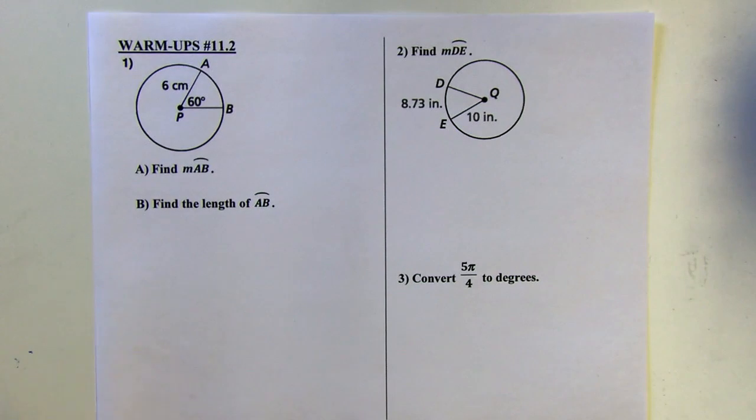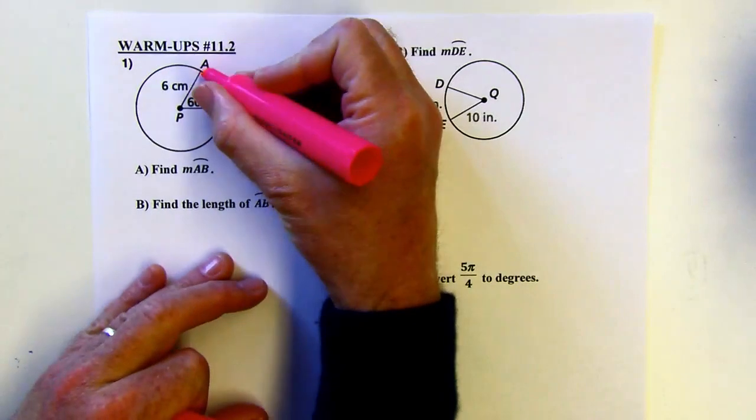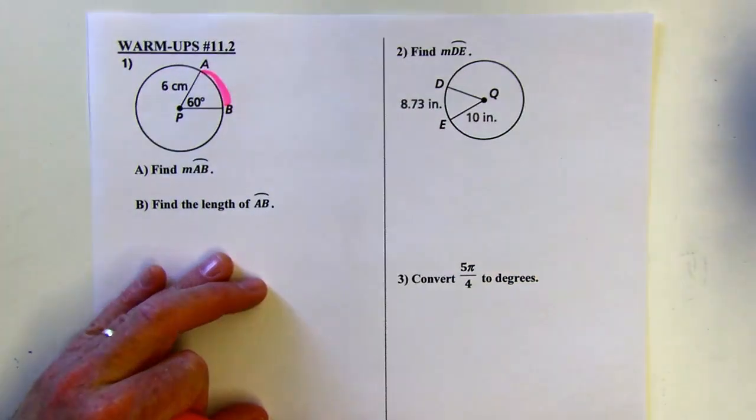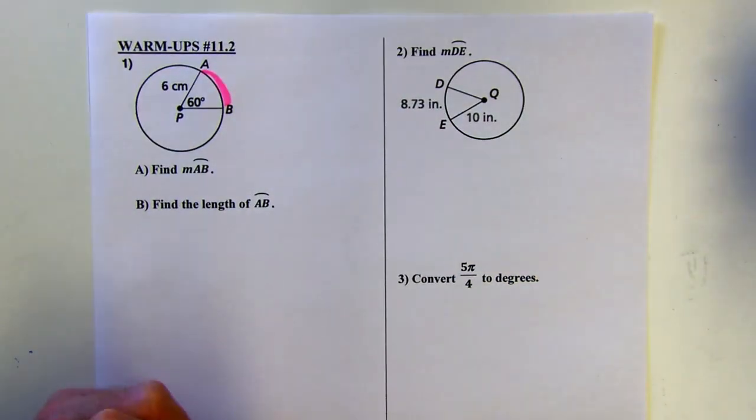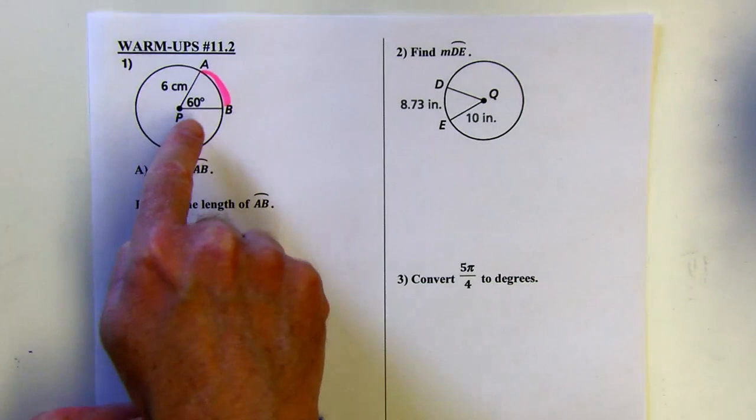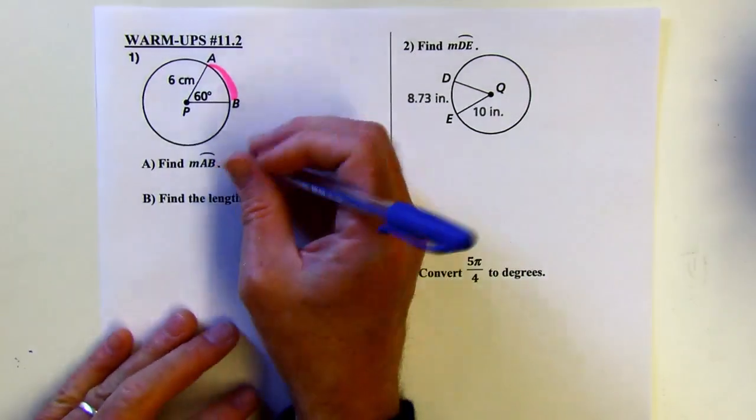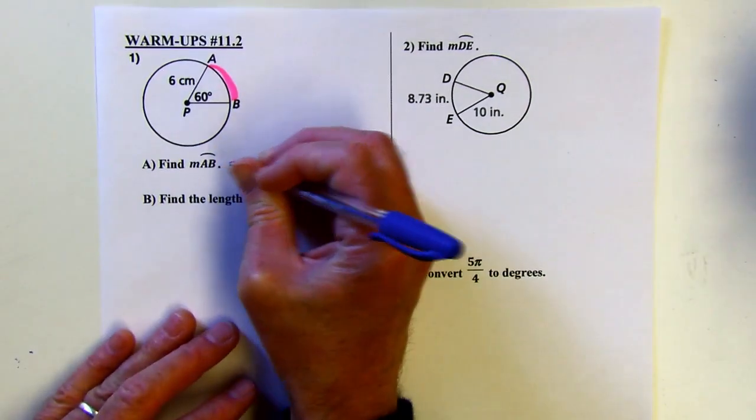Okay, here is warm-up 11.2. So we're going to first find the measure of arc AB. So here's arc AB. And the measure of an arc is the same as the measure of the central angle that it's related to. So the measure of arc AB is just going to be 60 degrees.